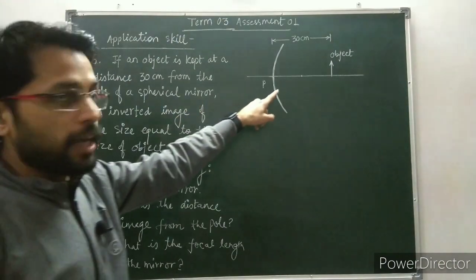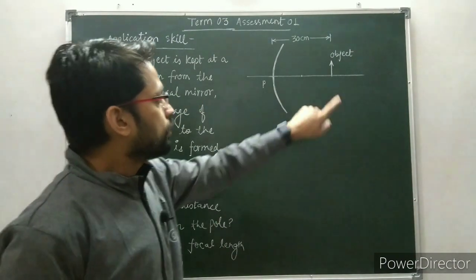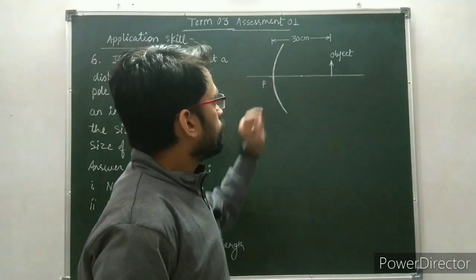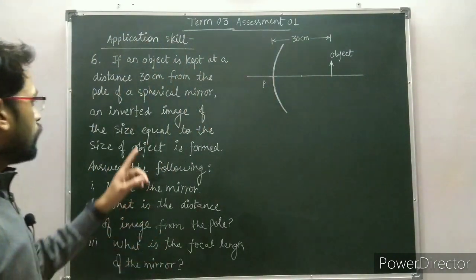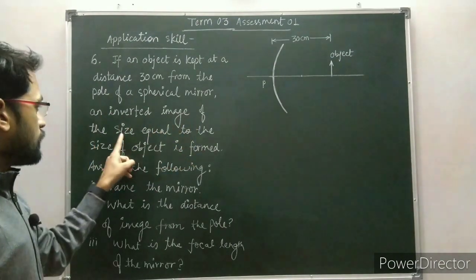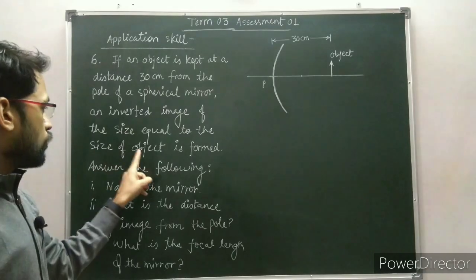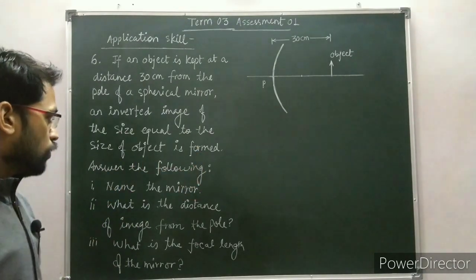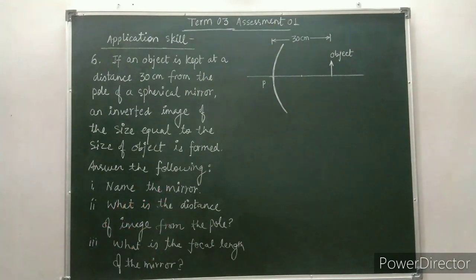mirror, here as shown in the diagram. The object is kept at 30 centimeter from the pole. An inverted image of the size equal to the size of object is formed. Then answer the following. Name the mirror.